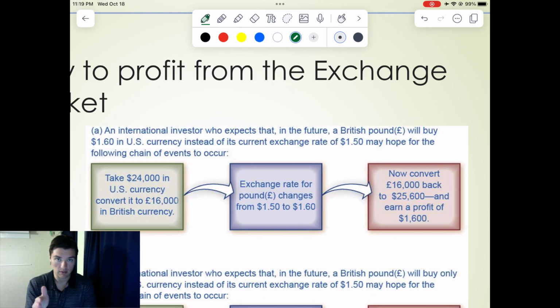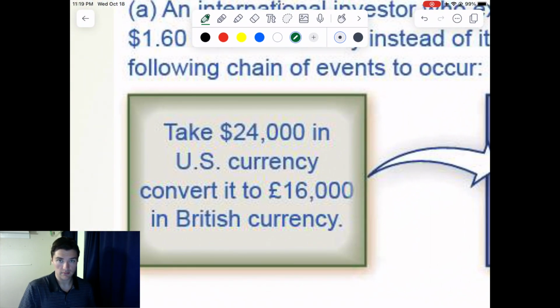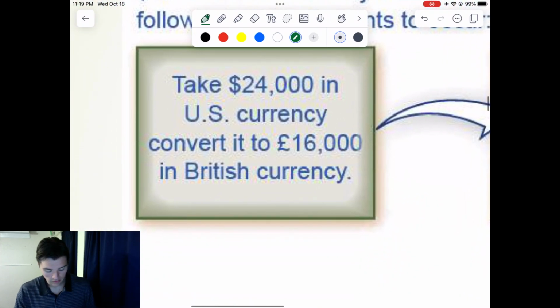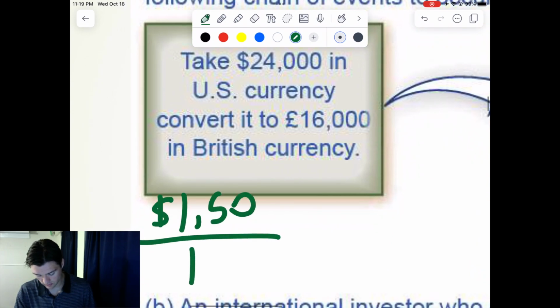So here's what's happening. The exchange rate changed to where now, if we were to convert it back, we can get 25,600. Okay, so basically, here's how it goes. You had $24,000, and the current exchange rate is $1.50 for 1 pound.